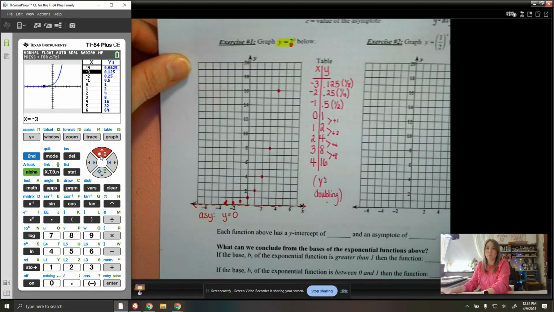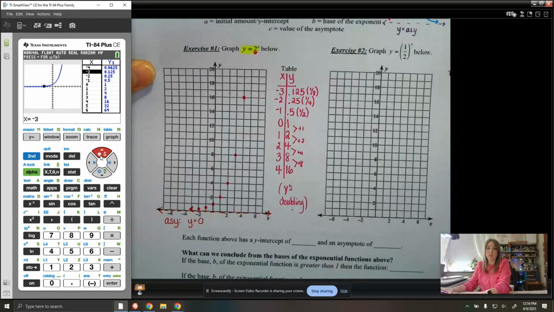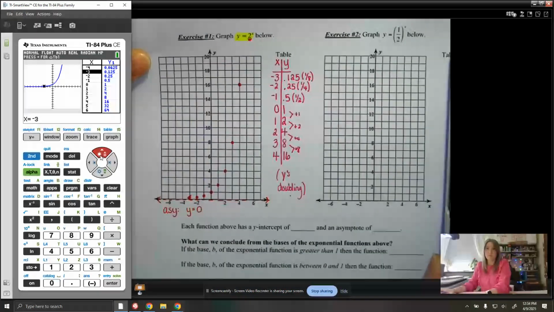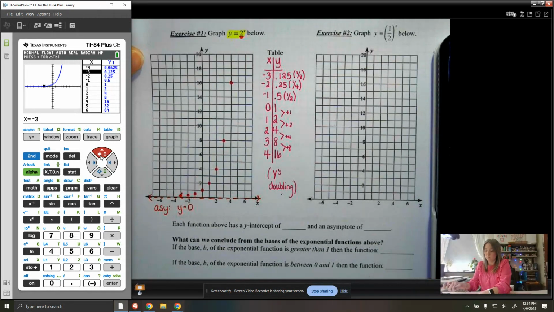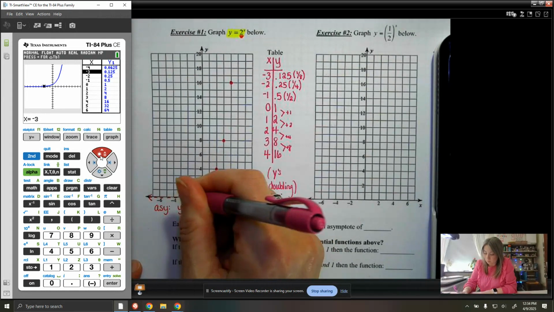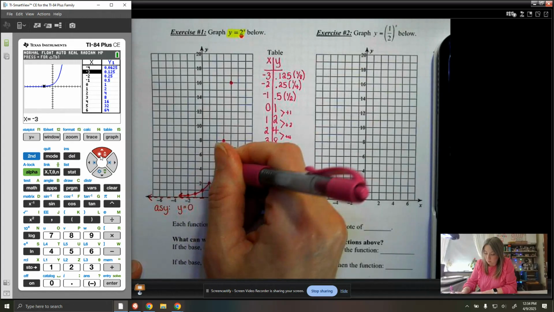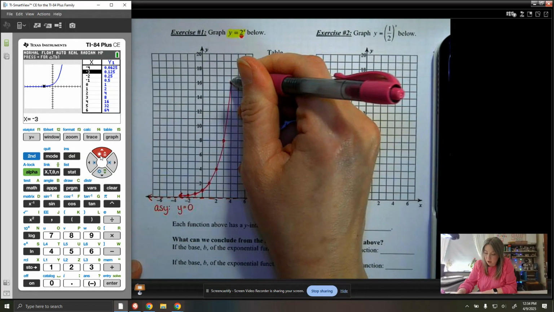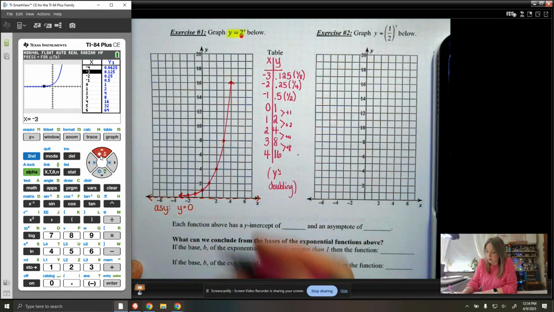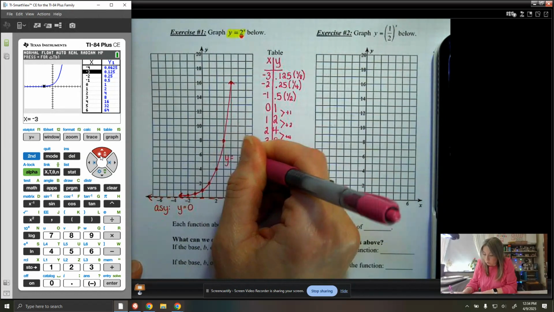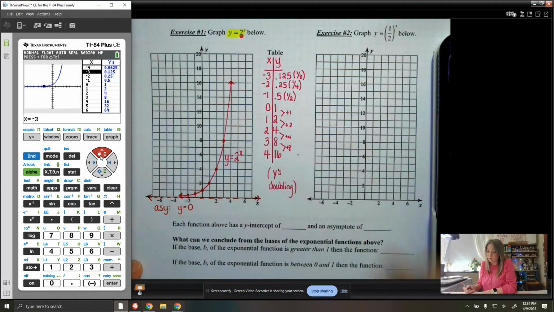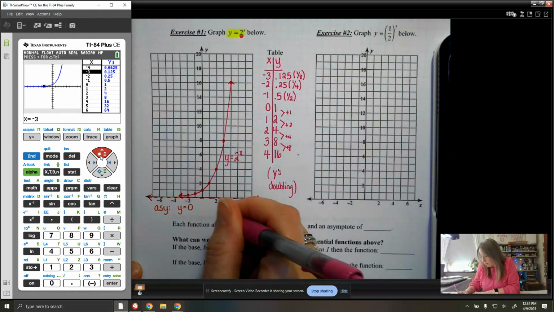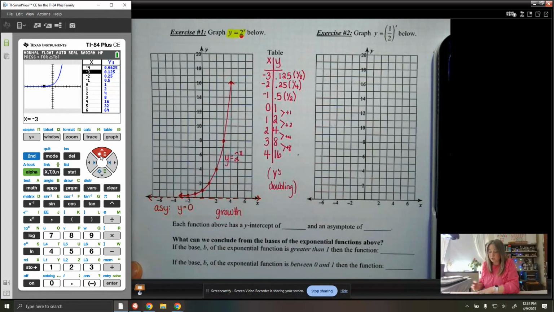Okay, so now we can zoom back out and we can actually connect the rest of the points. And we can put an arrow up here at 4, 16, and then I can label y equals 2 raised to the x power. And I'm just going to write down here that this is a growth function. This is an exponential growth.